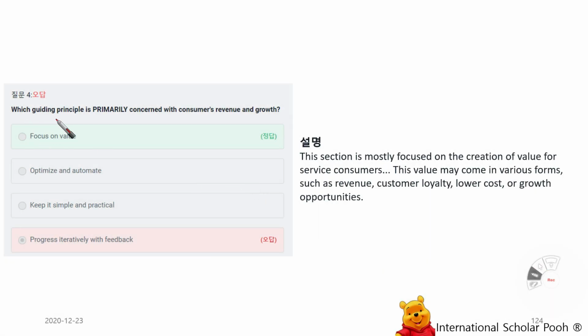Which guiding principle is primarily concerned with consumers' revenue and growth? Focus on value. This section is mostly focused on the creation of value for service consumers. This value may come in various forms, such as revenue, customer loyalty, lower cost, or growth opportunities.